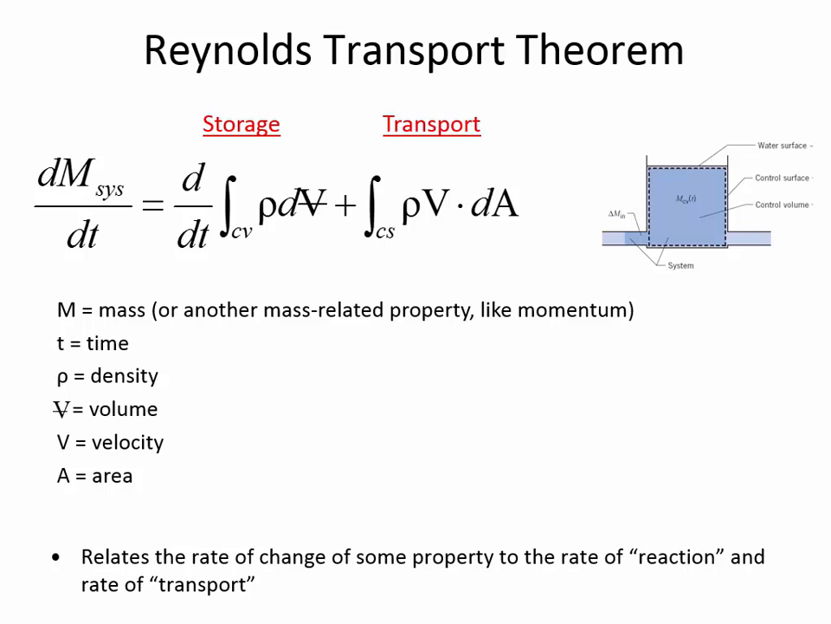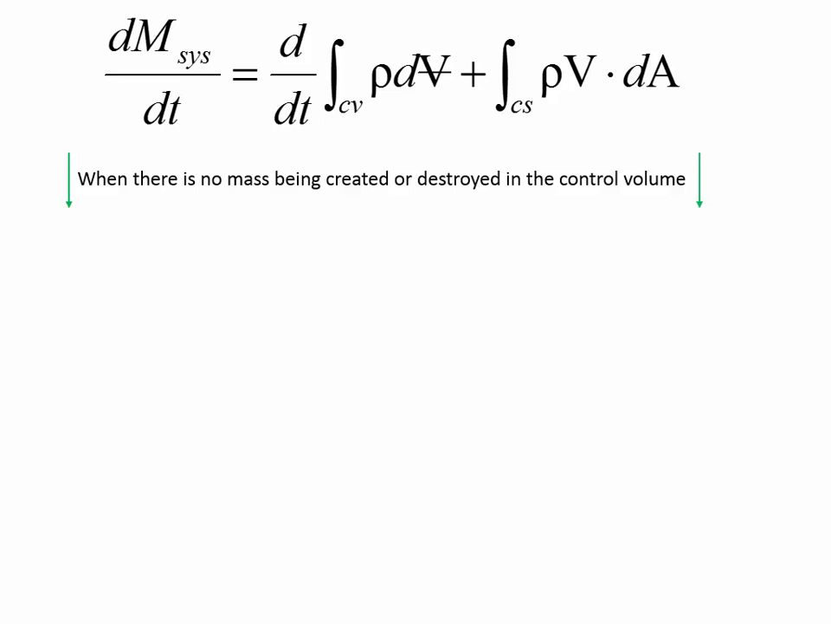So the Reynolds transport theorem relates storage versus transport and mass accumulation. However, most of the time, we're going to say that there's no mass being created or destroyed in the control volume. Now you may think, well, mass can't be created or destroyed to begin with, but there's different types of mass in the world. And so we could be talking about the pollution that comes into a wastewater tank, and the way the pollution is broken down is that bacteria eat it.